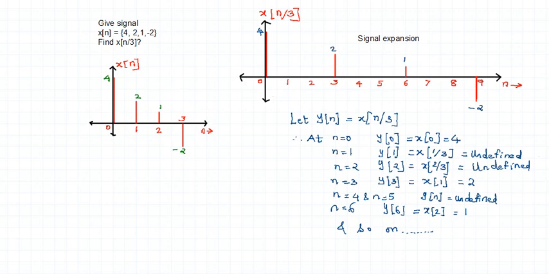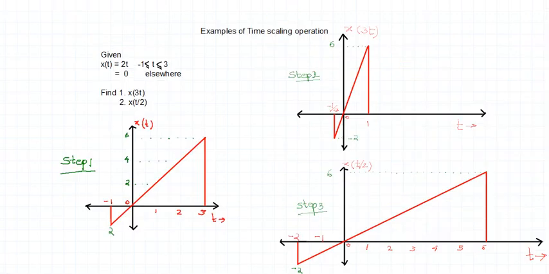So what we understand now with all these 4 examples is that if your scaling factor A is greater than 1, it results in signal compression. And if A is less than 1, that is between 0 and 1, it results in signal expansion. So if you simply remember this, you can easily solve the problems on time scaling. Now let us do examples on time scaling operations.